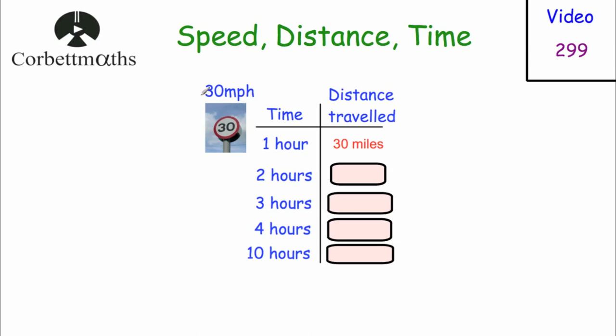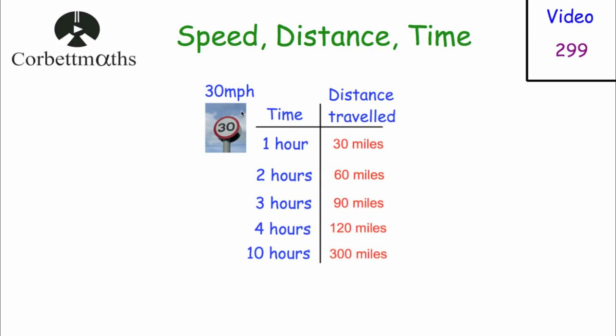Okay, so if I had a speed such as 30 miles per hour, that means 30 miles each hour. So if I had 1 hour and I was traveling at 30 miles per hour, I would go a distance of 30 miles. If I was traveling for 2 hours, it's 30 miles an hour, so that's 2 lots of 30, so I would travel 60 miles. If I travel for 3 hours, that's 3 hours at 30 miles each hour, so that's 90 miles, and so on.